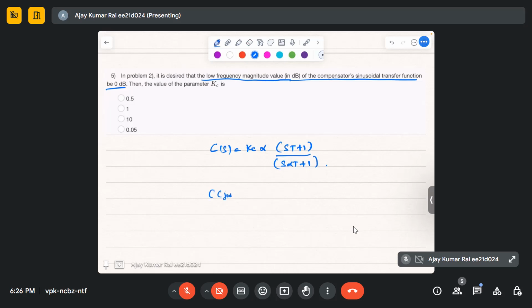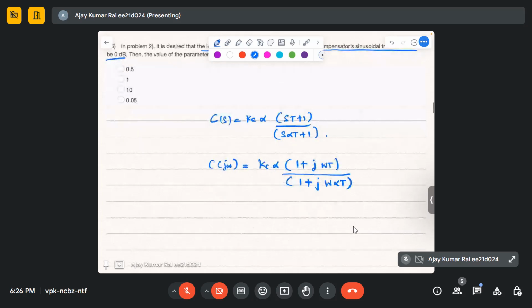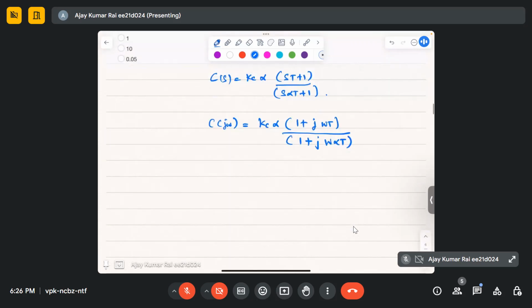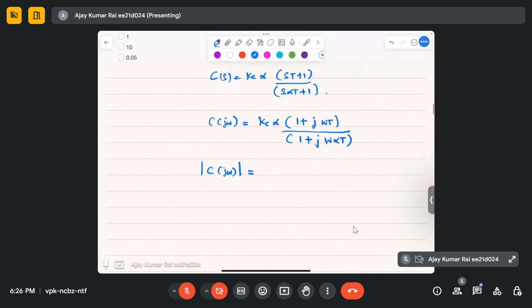So what is the sinusoidal transfer function? If you put j omega, you will get the sinusoidal transfer function. So it is 1 plus j omega t over 1 plus j omega alpha t. Because we have to find the magnitude, right? I'm just doing it step by step; directly you can find it. So the magnitude is root of 1 plus omega t square over root of 1 plus omega alpha t square.